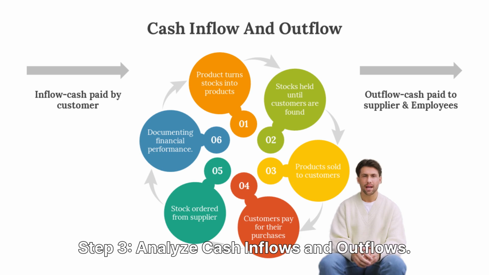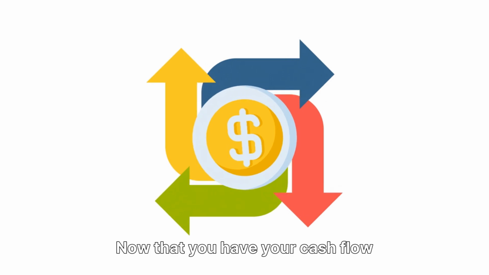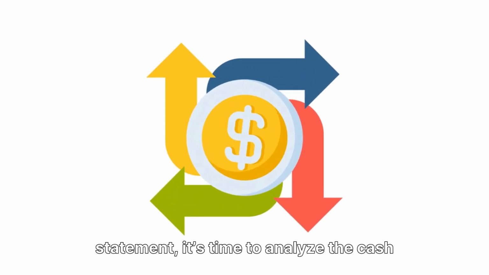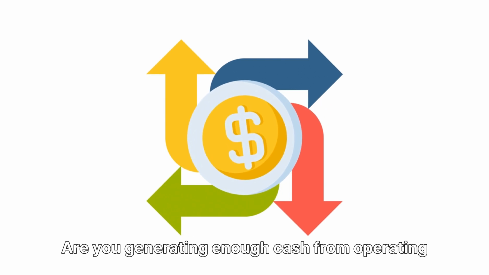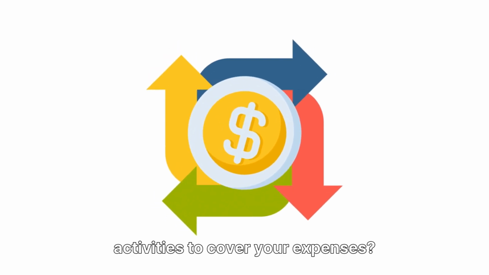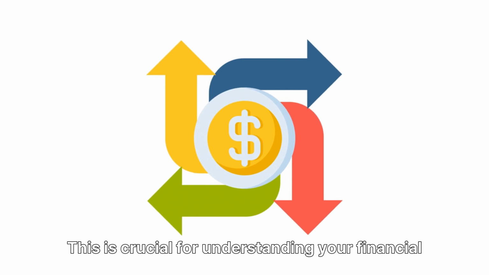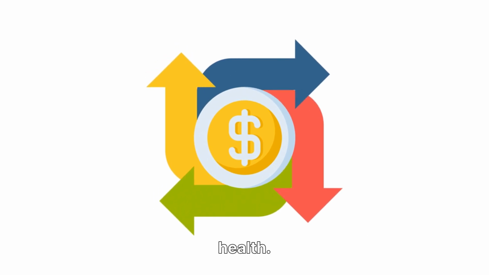Step 3. Analyze cash inflows and outflows. Now that you have your cash flow statement, it's time to analyze the cash inflows and outflows. Look closely at where your cash is coming from and where it's going. Are you generating enough cash from operating activities to cover your expenses? This is crucial for understanding your financial health.